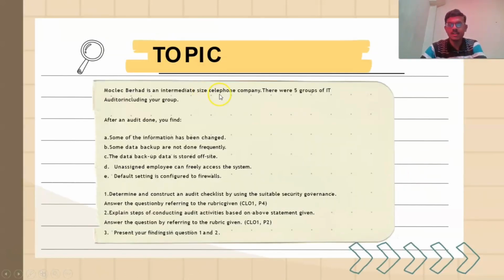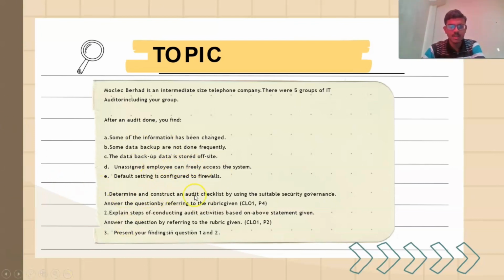Moklai Berhad is an intermediate-sized telephone company. There were 5 groups of IT auditors, including your group. After the audit is done, you find some of the information has been changed. Some data backups are not done frequently. The backup data is stored offsite. Unassigned employees can freely access the system. The default setting is configured on the firewalls.